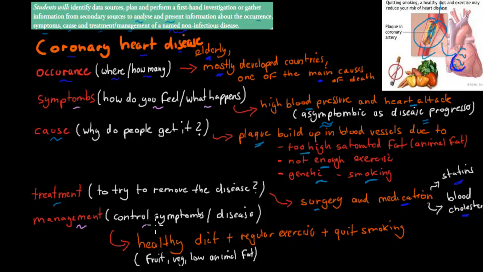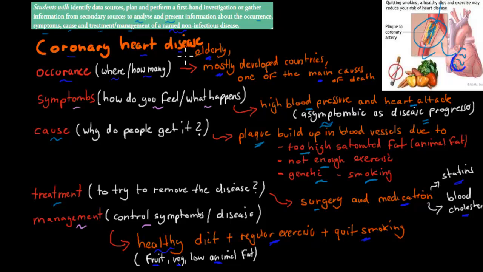In terms of management, what we mean by management is what do we do to try to control the symptoms and the progression of the disease? So not to remove it, but try to slow it down or make it less painful or less problematic. So we've got, for example, people having a healthy diet. That's important. So they should change to having lots of fruit, lots of veg, and a low animal fat diet if possible. They should increase the amount of exercise, because remember, exercise is important when it comes to prevention. So regular exercise is going to be included in their management program, and so is smoking. If they're smoking, they should quit smoking, because that will slow down the progression of the disease.